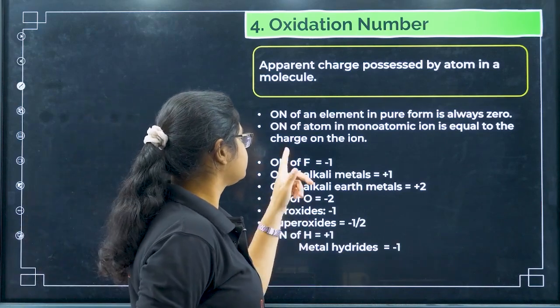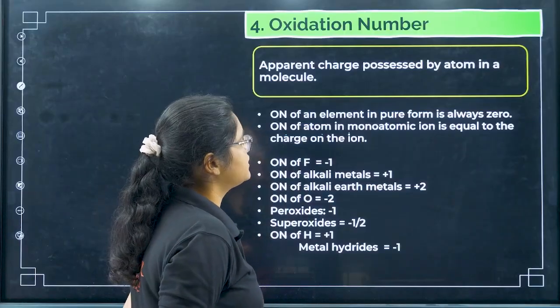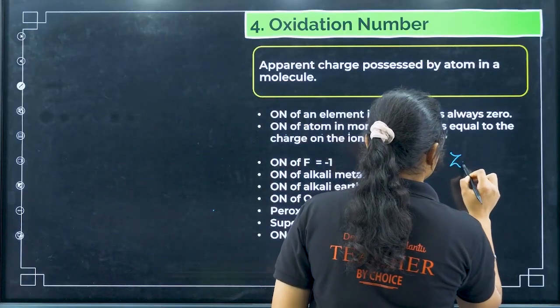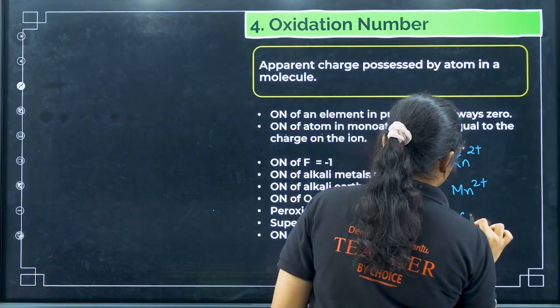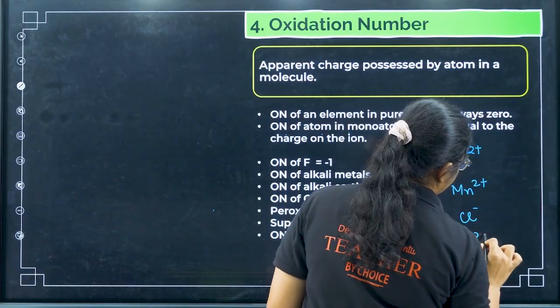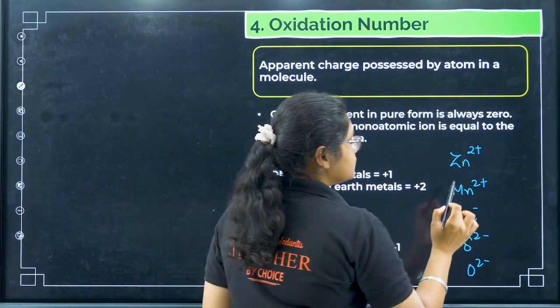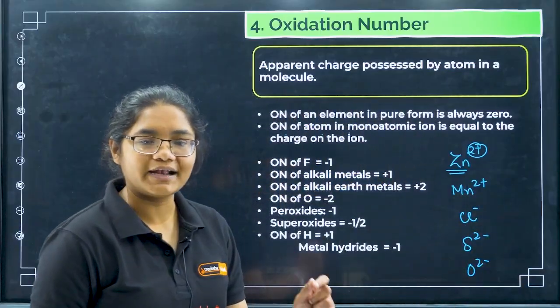Their oxidation number is considered to be 0. Next, the oxidation number of an atom in a monoatomic ion is equal to the charge of the ion. So if you have a monoatomic ion, for example Zn2+, Mn2+, Cl minus, S2 minus, O2 minus, these all are monoatomic ions. So whatever is the charge of the ion, the same is the oxidation number of that element.